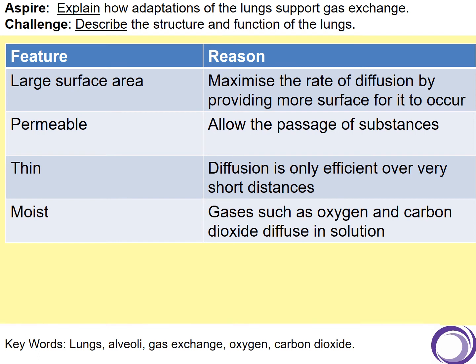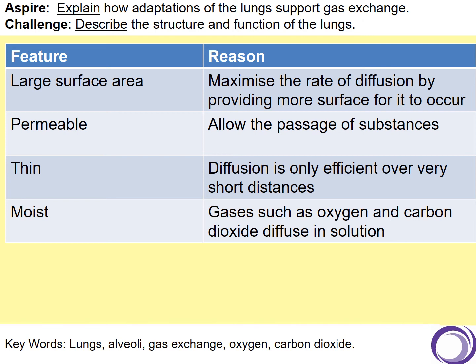The other thing that's not mentioned on here is it's got a very good blood supply. The more blood bringing oxygen means that it will bring the carbon dioxide to the lungs and get rid of it very quickly, and then take the oxygen away with it. And we say that it maintains a concentration gradient.